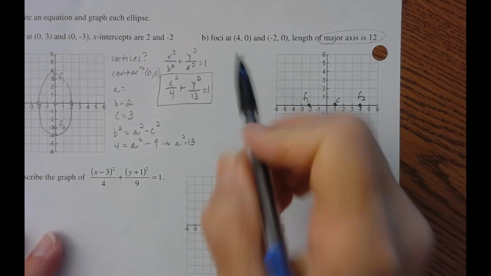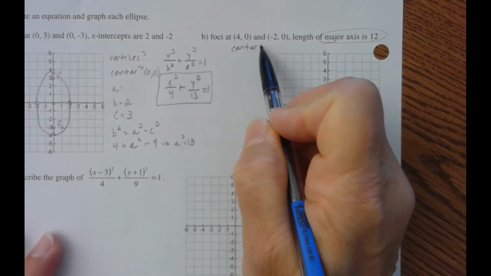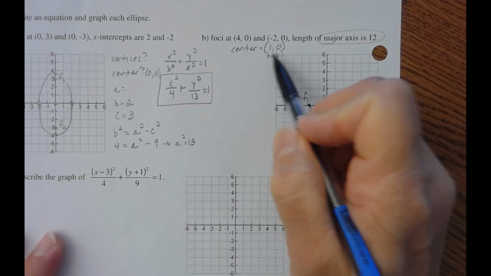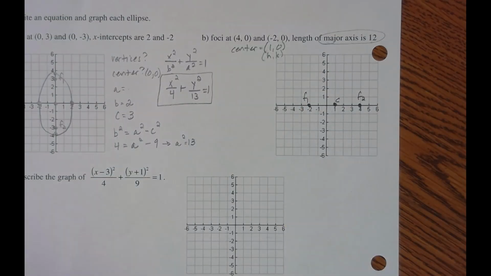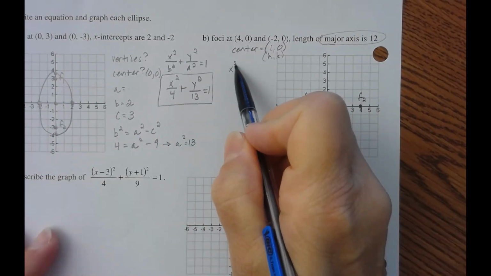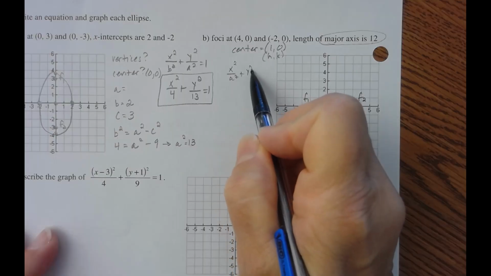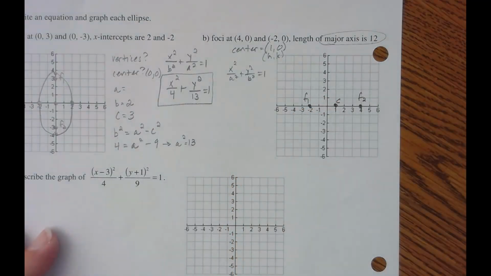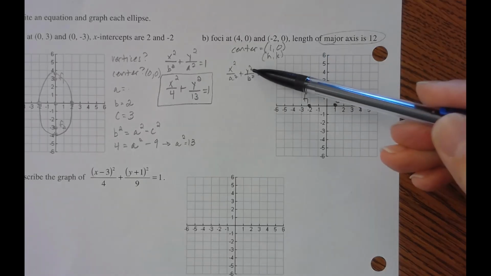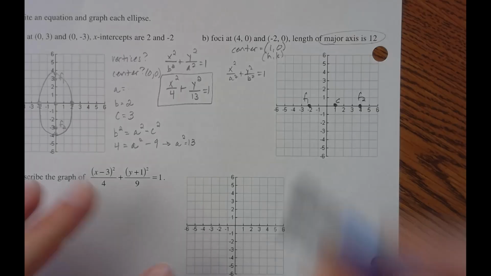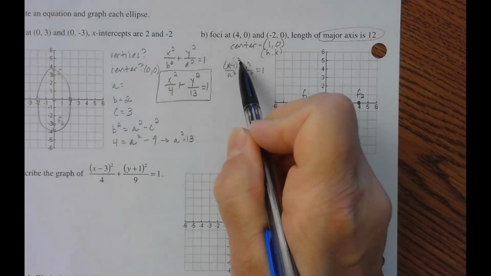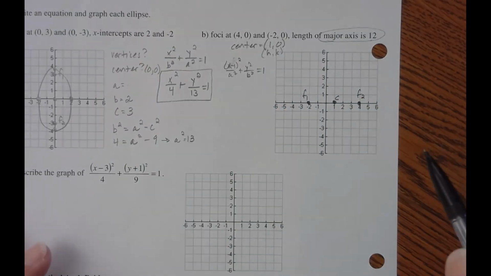Here's the center. Center is 1, 0. Remember, that's h, k. My ellipse is oriented horizontally, so my equation form will be x squared over a squared plus y squared over b squared, only this time, h and k aren't both 0. k is 0, so this is okay. h is 1, so I need, with the x, x minus 1 squared.